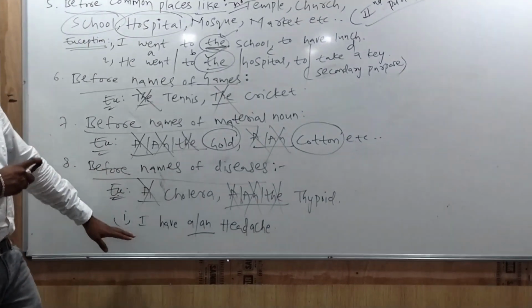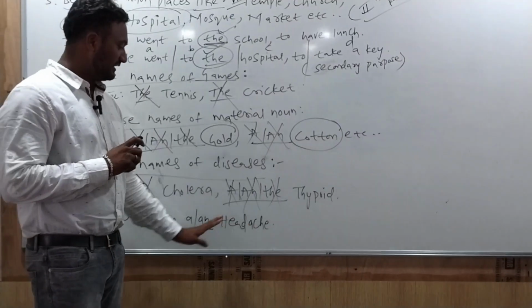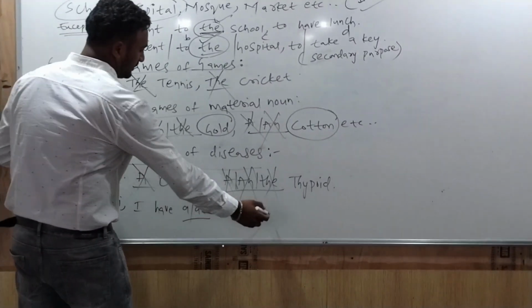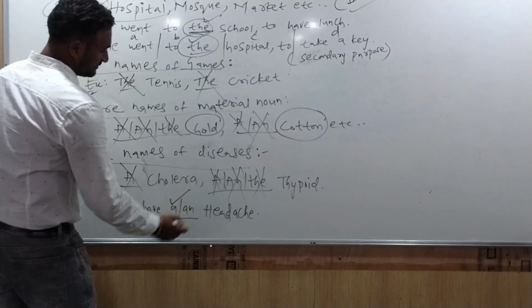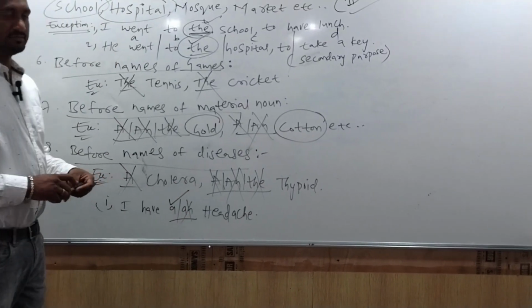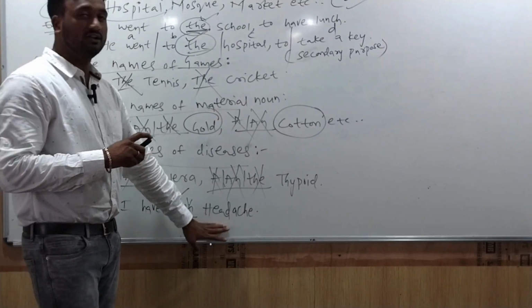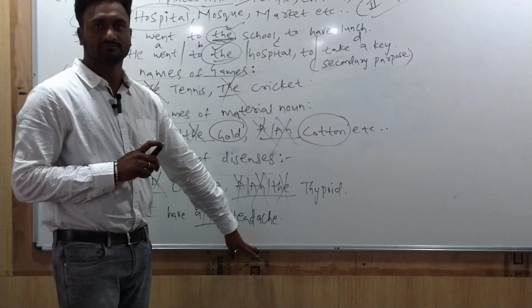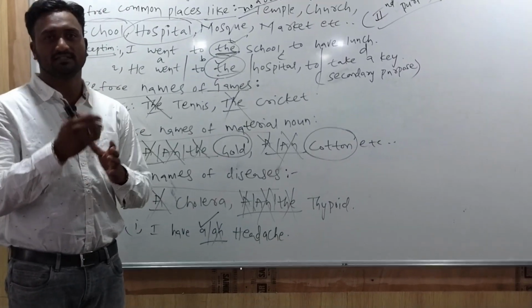And there is an exception. People say I have headache. We should not say like that. When you want to say you have a headache, you should say I have a headache. There is an exception, like even though it is a kind of disease, you can't say I have headache, you should say I have a headache. Hope you are clear with the exceptions.